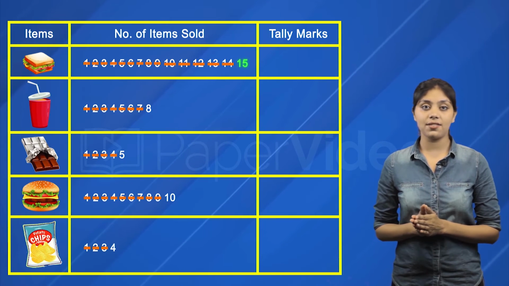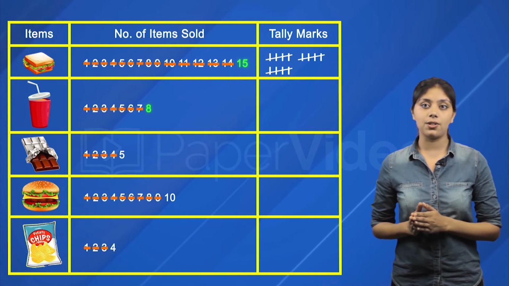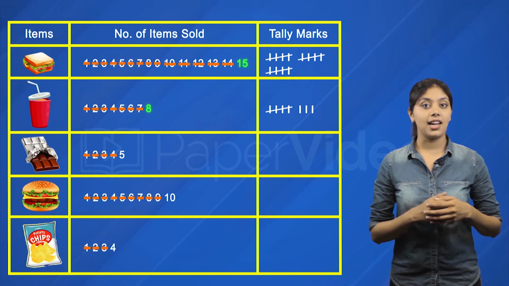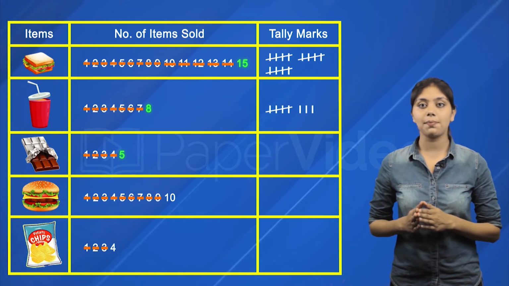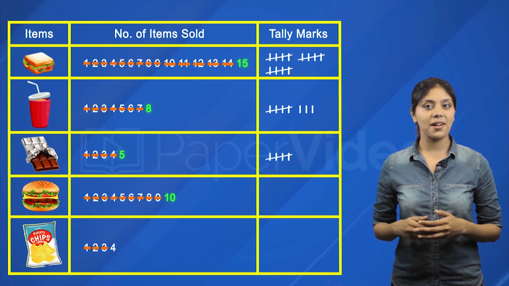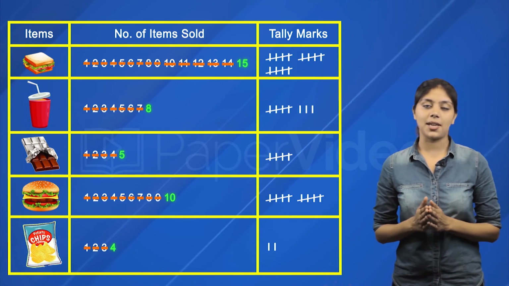To show 15 sandwiches, we will write tally marks of 5 three times. To show 8 cold drinks, we will write a tally mark of 5, then 3 separate tallies. It will form 8 altogether. To show 5 chocolates, we will simply write a tally mark of 5. To show 10 burgers, we will write tally marks of 5 two times. To show 4 packets of chips, we will write 4 separate tallies.